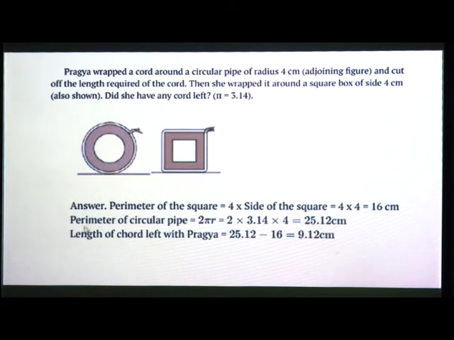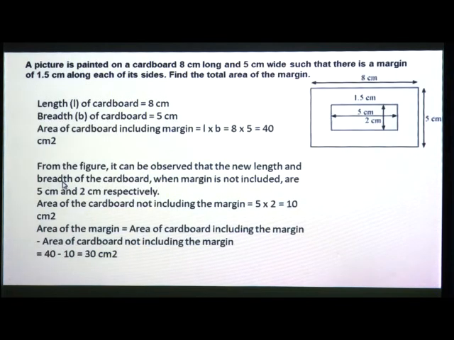Now, we want to find the length of cord left with Pragya. What was the length left with her? Left means it is a subtraction. So, we do the subtraction here, 25.12 minus 16. So, we get 9.12 centimeter. In this way we found the answer.